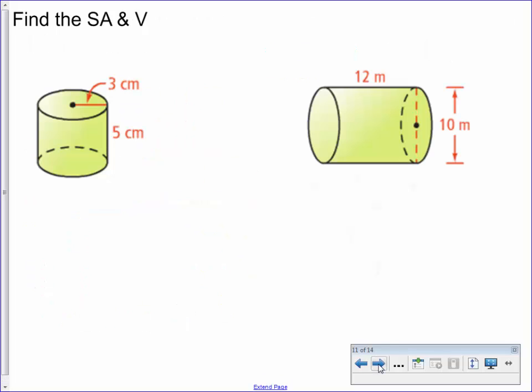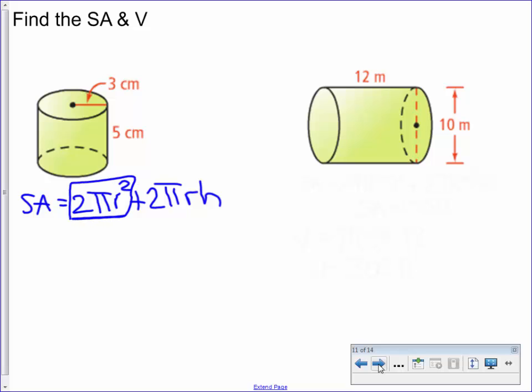All right, we're going to talk about cylinders. They are also on your formula sheet. We're going to do the surface area and volume. All you really need is the radius and the height of your cylinder. So for the first one, SA, I'm just going to write down, is 2 times pi times the radius squared plus 2 times pi times the radius times the height.